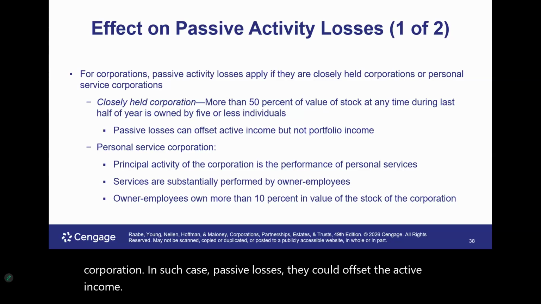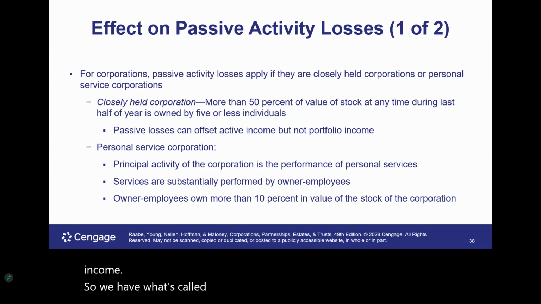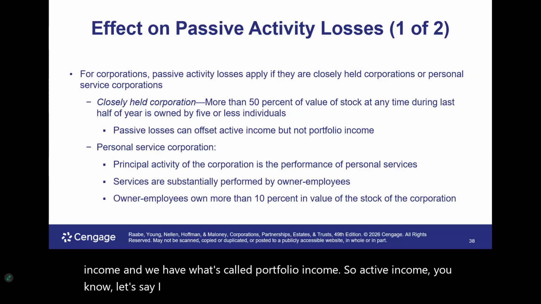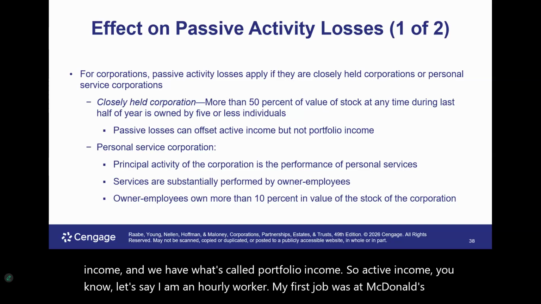So we have what's called active income, we have what's called passive income, and we have what's called portfolio income. So active income, let's say I am an hourly worker. My first job was at McDonald's, right? My first real job anyway.